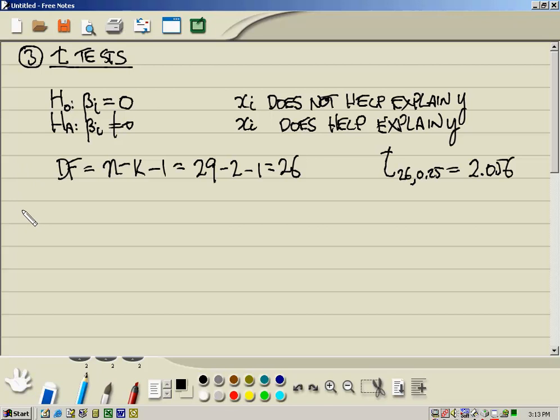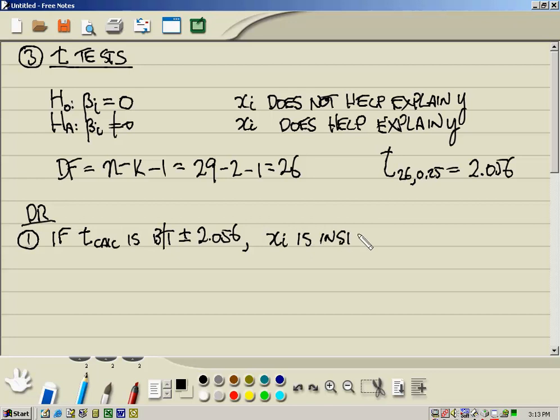And we can go directly then to a decision rule. We've done enough two-tail t-tests to be able to handle it easily. So if t-calc is between plus and minus 2.056, we'll say very simply that the x sub i is insignificant, which really means that x sub i does not significantly help explain the y variable.